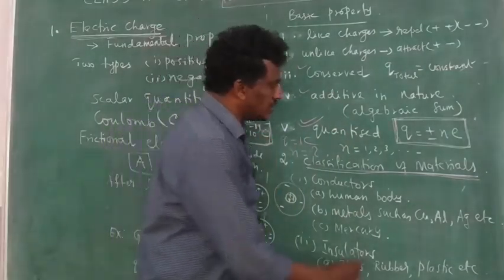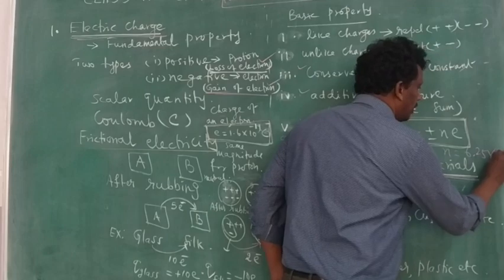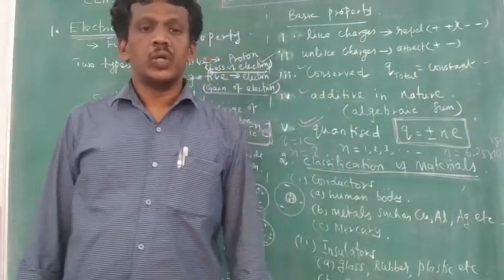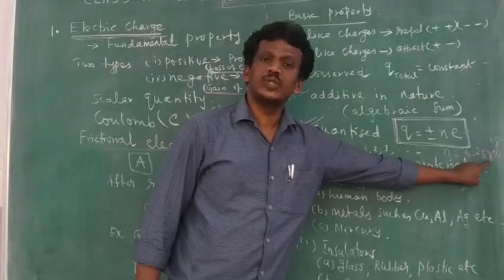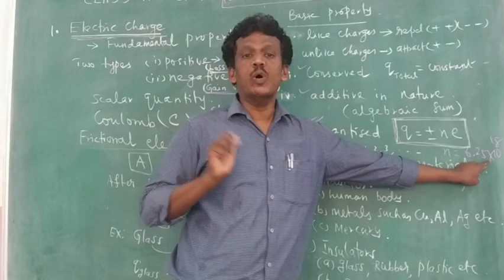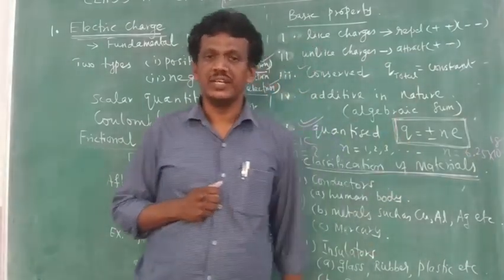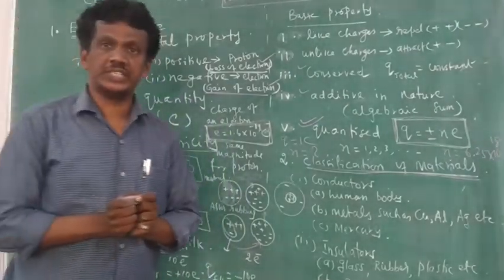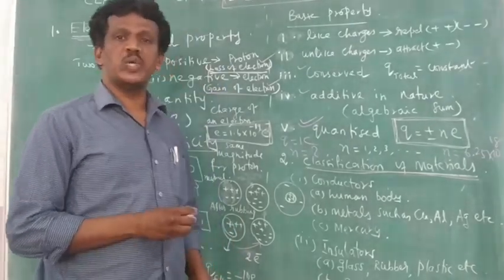In this case, the N will be 6.25 into 10 power 18. Imagine. To get 1 coulomb of charge, how many electrons should be added or removed? 6.25 into 10 power 18. That's why the coulomb is a very big unit. That's why we go for smaller units.